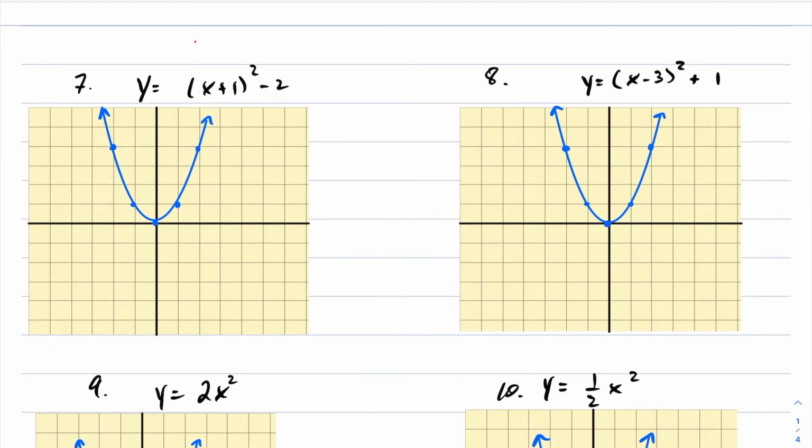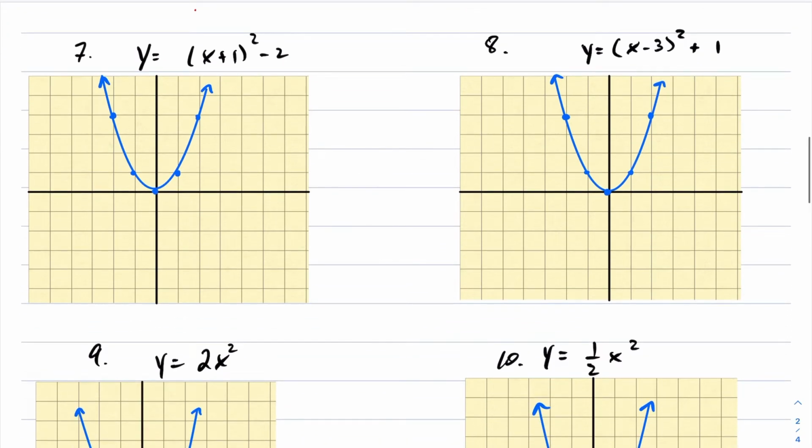Okay, let's take a look here at mixing these two together. So now we've got a combination of operations here. So what is this going to do? Well, let's write down what transformations we know. I know that what I have in the brackets is going to result in a horizontal shift, 1 to the left. And I also know that what I have here is going to result in a vertical shift, 2 down.